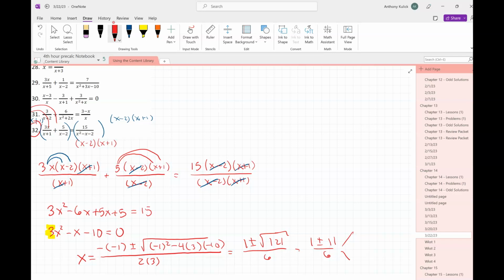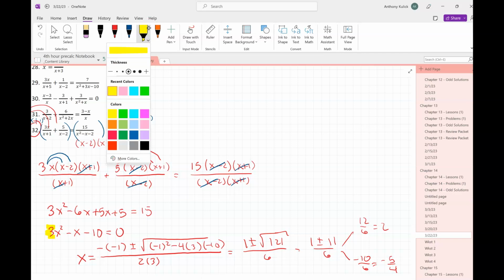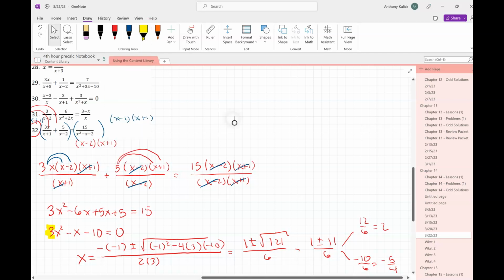1 plus 11 is 12 over 6, or 2. And then 1 minus 11 is negative 10 over 6, which reduces down to negative 5/4. But I'm not done. So I still need to check these answers.